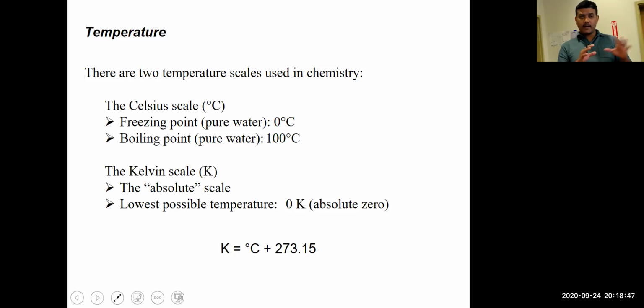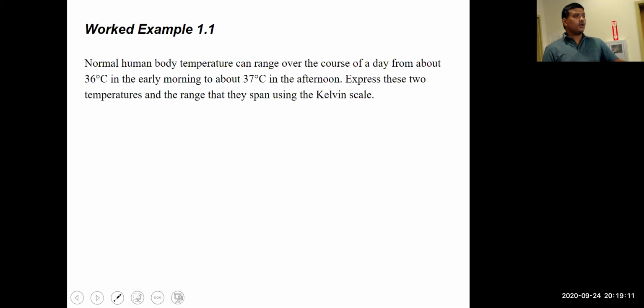So which means from that equation you can tell that if water freezes at 0 degrees Celsius, it should freeze at 273 Kelvin. Or if water boils at 100 degrees Celsius, water should boil at 373 Kelvin. That is how you would use that equation. Okay, let's work on a problem.